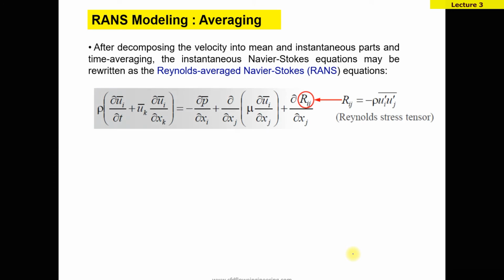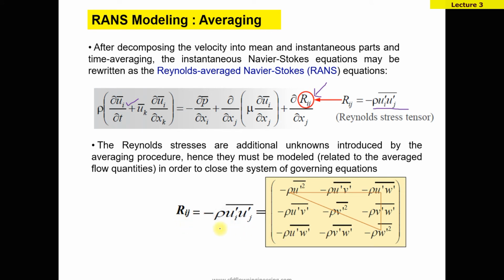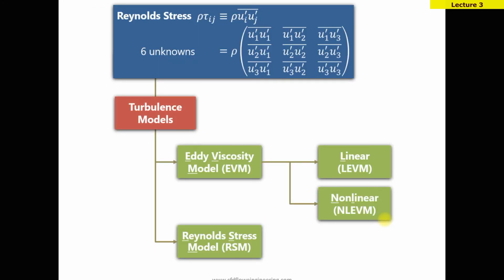You can write the Reynolds averaged equation in compact form, in index form. The additional term is called the Reynolds stress that we are going to model. This Reynolds stress is a second order tensor. It has 9 components. In short form, it can be written like this. In matrix form, we can write it this way. There are 6 unknowns, since we are considering that the off-diagonal elements are the same. We have to find these 6 Reynolds stresses.